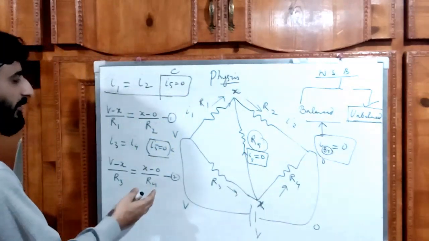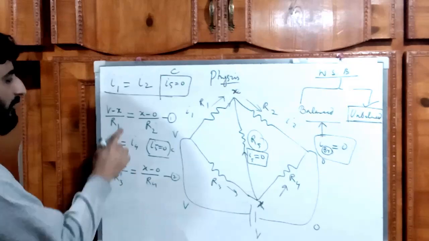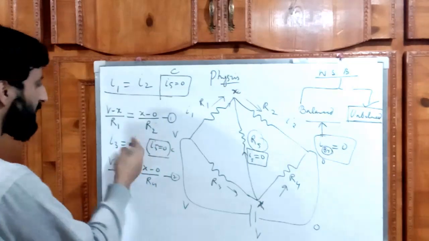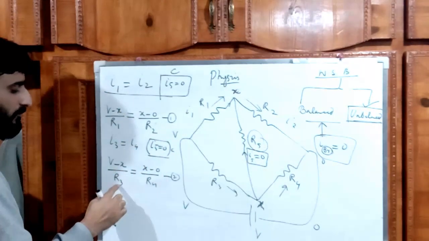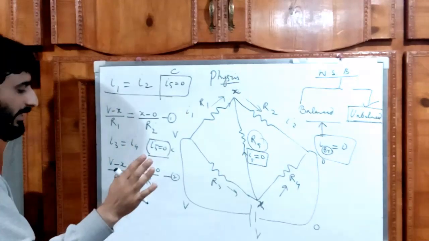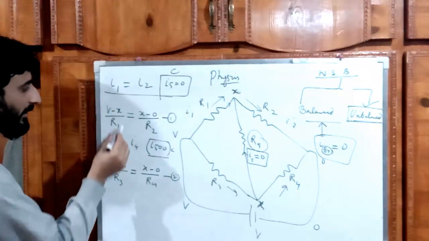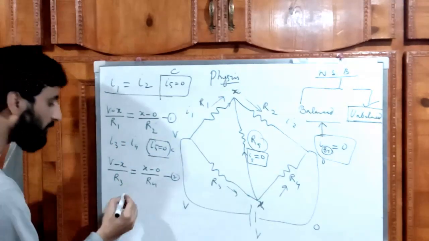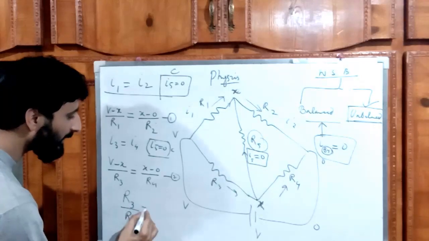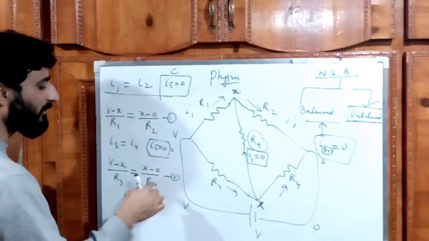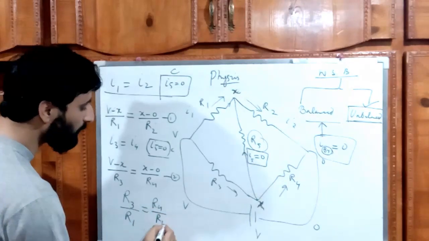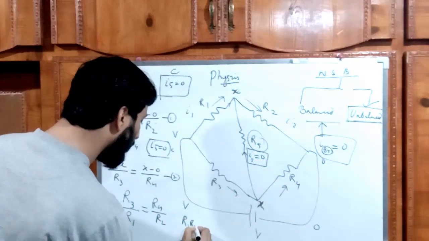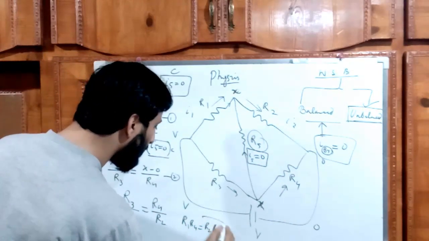Now, very simple equations. We can divide these two equations. You can do it at your home. It's very simple. (V minus X) over R1 divided by (V minus X) over R3. V minus X and V minus X get cancelled. So I am left with 1 by R1 divided by 1 by R3. So R3 will go over there. So R3 by R1 equals X minus 0 gone, so this will be R4 over R2. So this is the equation we got. Now let's cross multiply it. So we got R1 R4 equal to R2 R3.